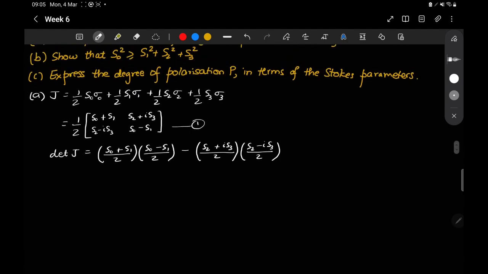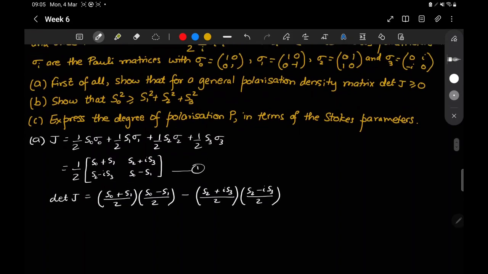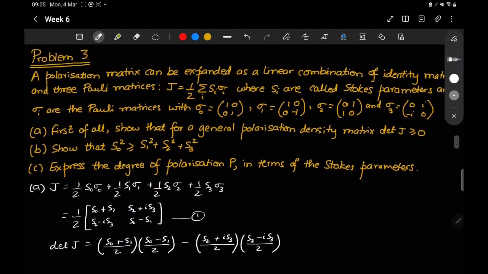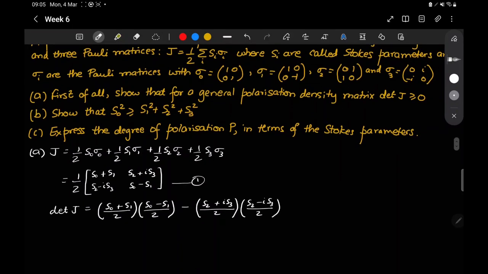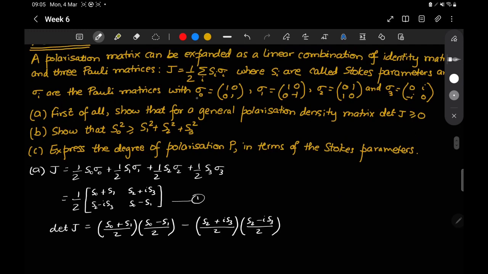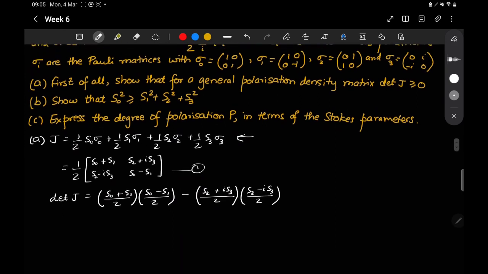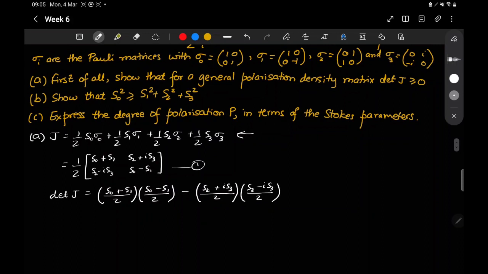So this is the polarization matrix J. I have expanded it out over here, and then using these Pauli matrices, S0, S1, S2, S3 are constants, and plugging in these Pauli matrices in this expression over here, we get this matrix in equation 1. And then the determinant is as follows.